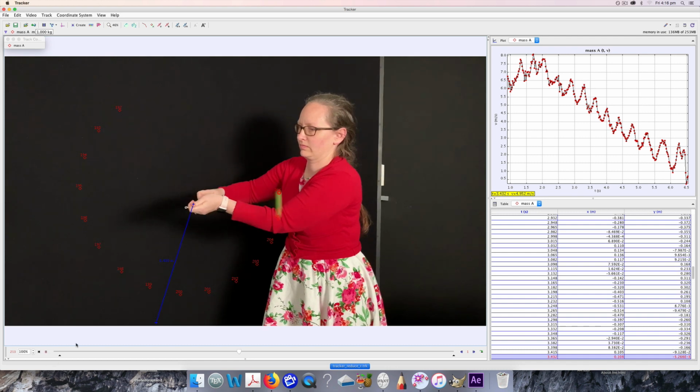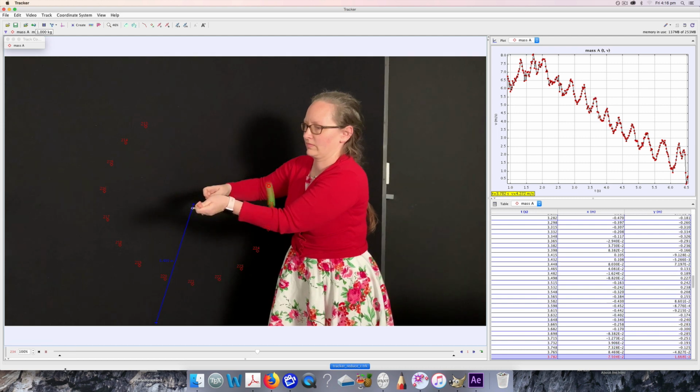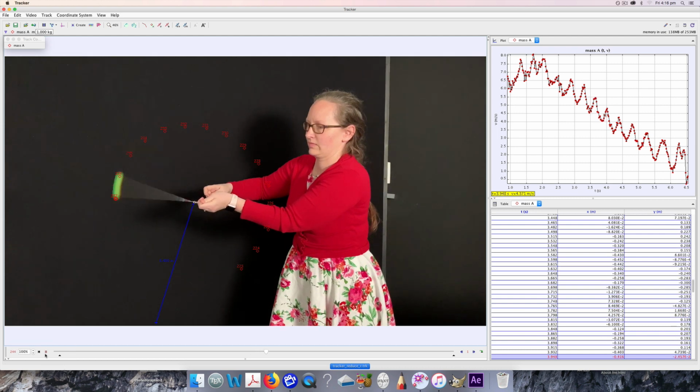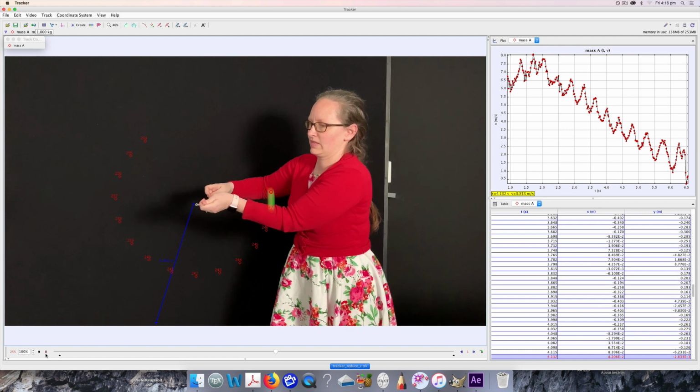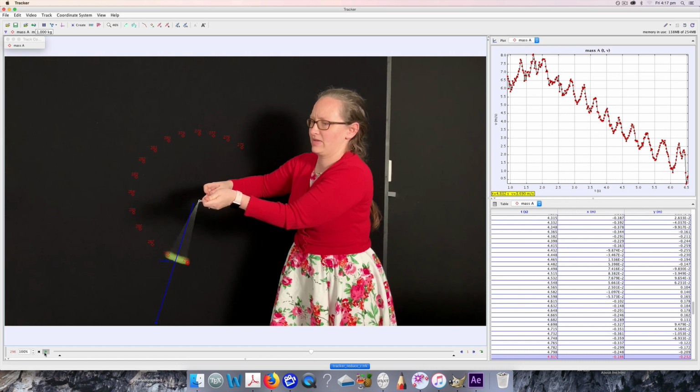So you can see the blur is getting a bit shorter, so the ball is slowing down, the speed is getting slower. And around here, it looks like it's got around about half the radius. So at this point, the speed is equal to just over 3.5 meters per second.